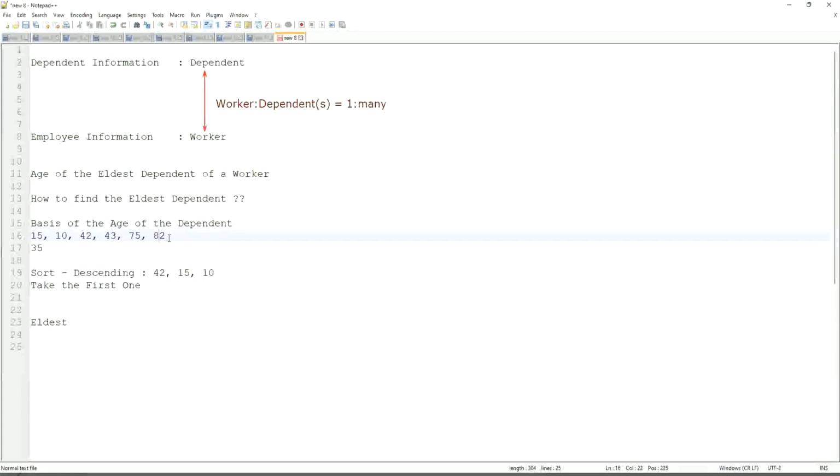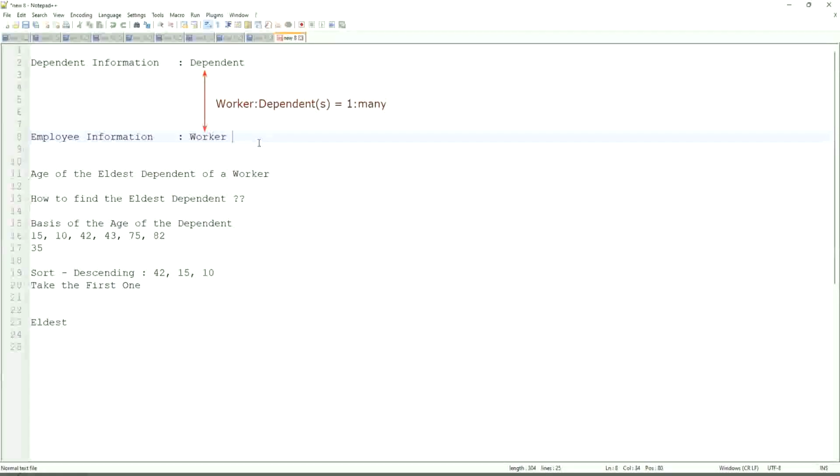So the first thing that we are going to do is find out the eldest dependent. So we will sort the dependents based on the age. And then we will see what is the criteria on the basis of which we are choosing. But first, we are going to store the new calculated field in which business object, worker or dependent? Does the worker business object have the information about the dependent's age?